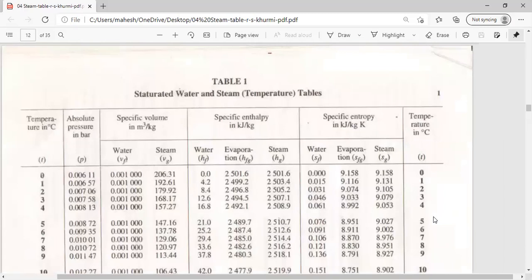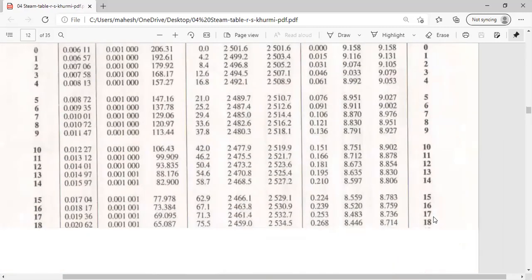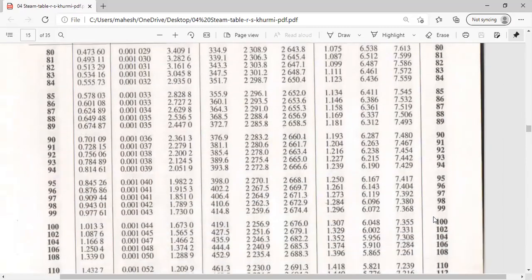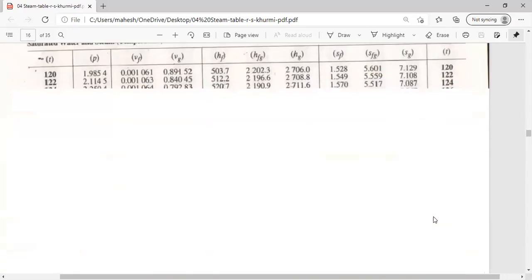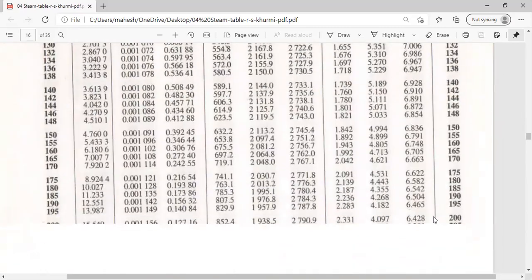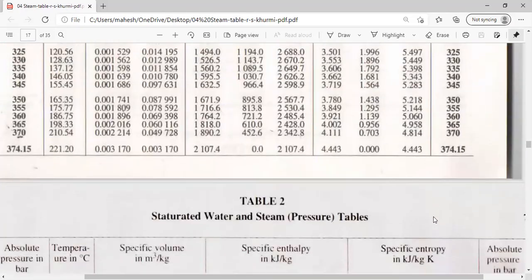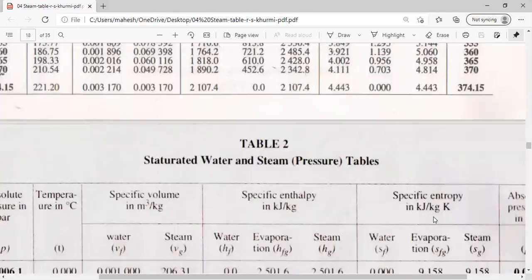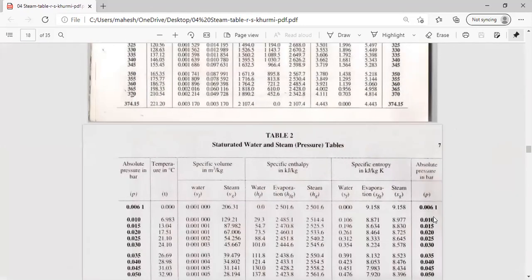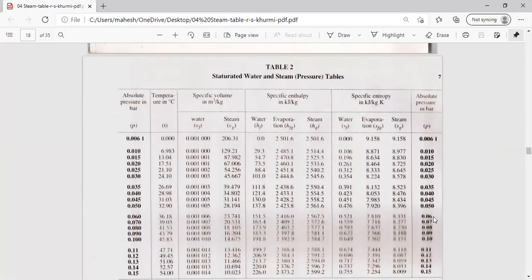You see that the first table is the saturated water and steam temperature table. This is arranged on a temperature basis. So the first column is temperature and the second column is the saturation pressure. I would go to the pressure table directly. This is a temperature table. I'm going to the pressure table, which is table 2 in my steam table. Okay, so this is the pressure table you see. In the pressure table, the first column is the pressure column and the second column is the temperature column.